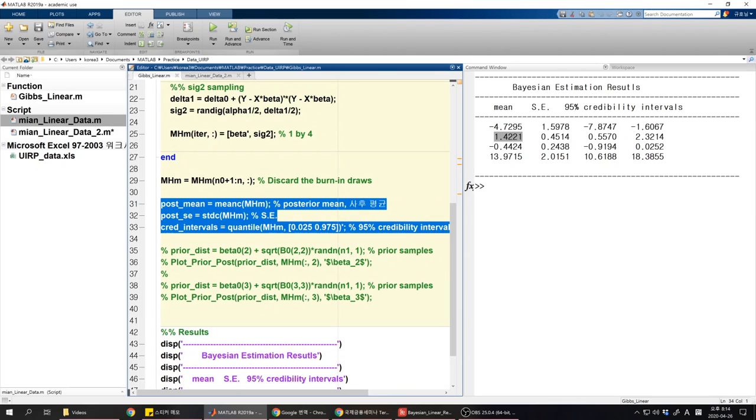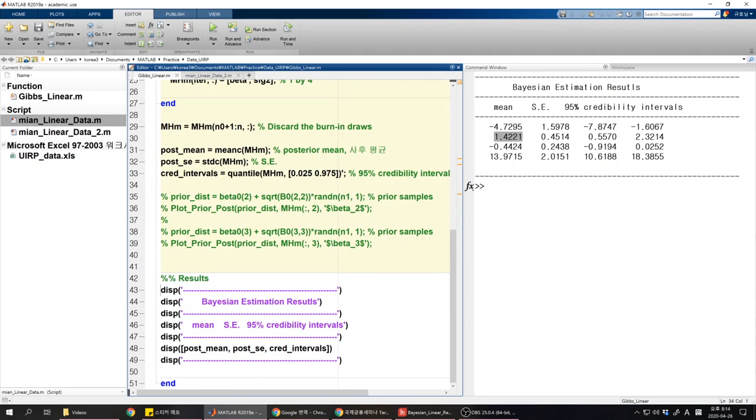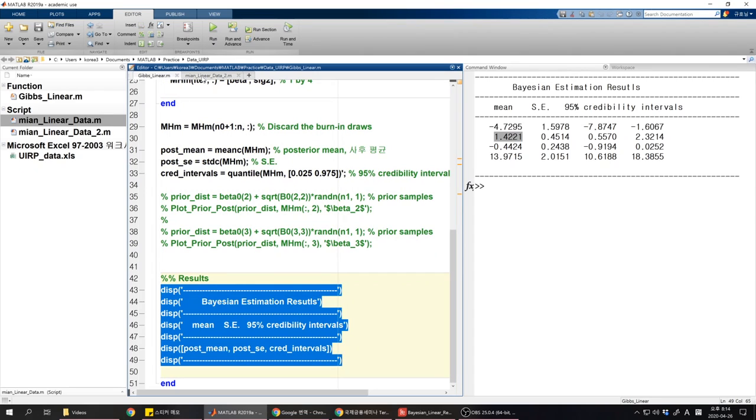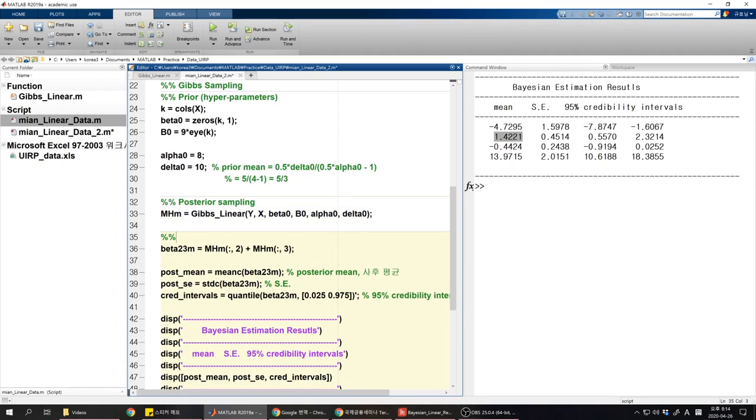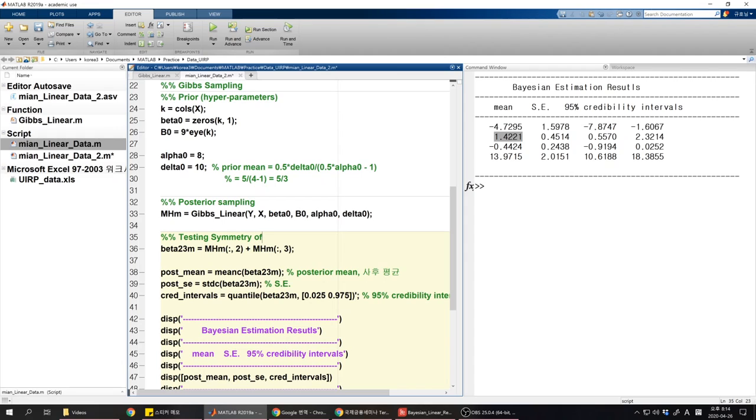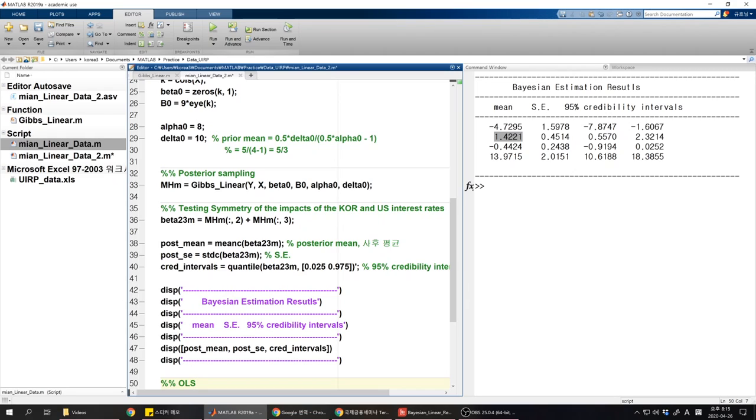And then here, this is the display of the table. Testing symmetry of the impact of the Korea and US interest rate. All right. So then, okay, now let's run it.